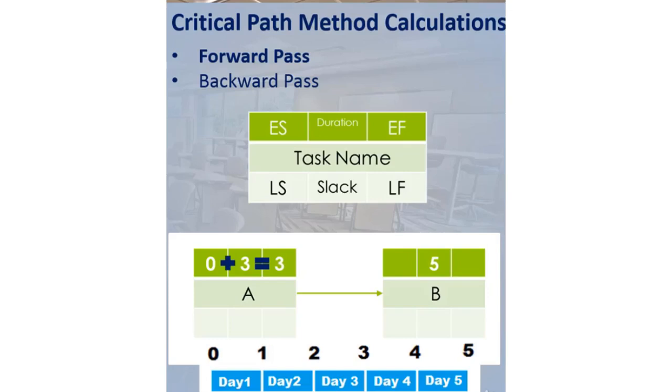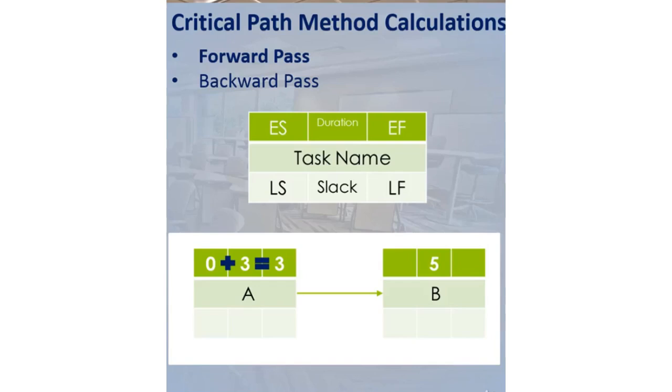EF and LF values are corresponding to the end of these days. Since the EF value of task A is 3, this will represent the end of the 3rd day. Therefore, the earliest starting day of task A is the beginning of the 1st day and the earliest ending day of task A is the end of the 3rd day. After this little note, we can continue our calculations.